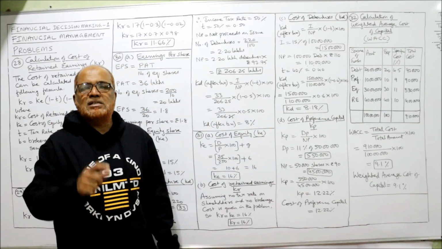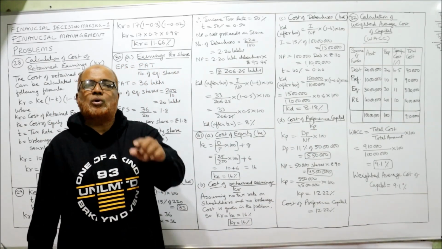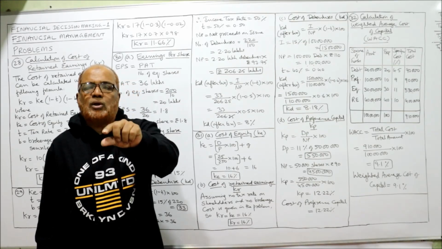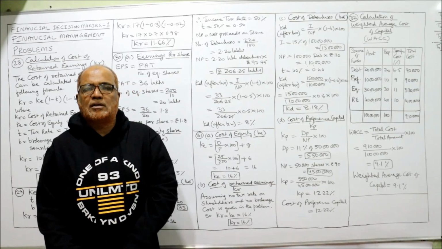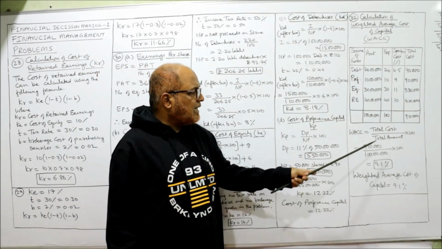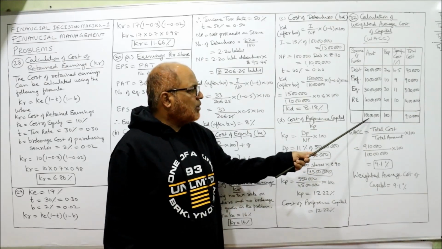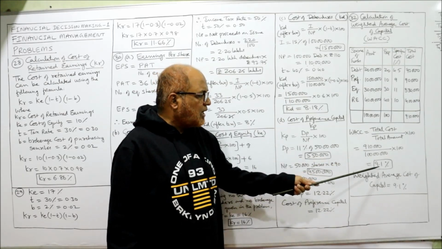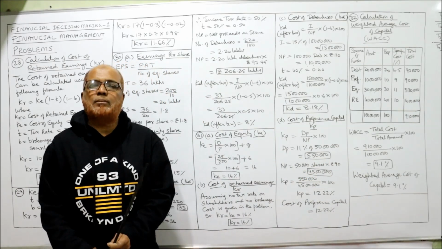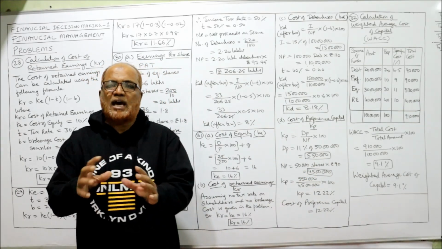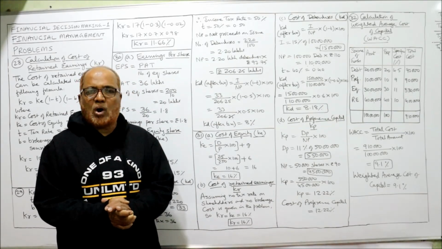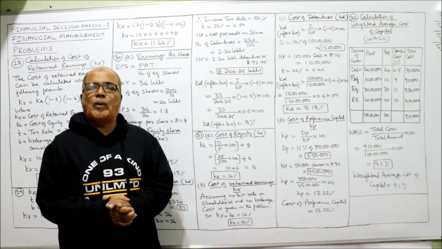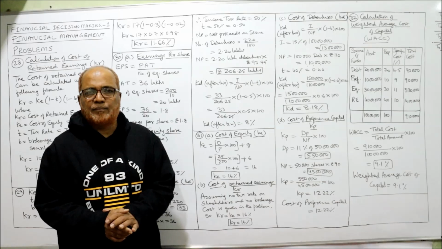The WACC, weighted average cost of capital, is equal to total cost divided by total amount into 100. So what is the total cost? 9 lakh 10,000. What is the total amount? 1 crore. So 9 lakh 10,000 divided by 1 crore into 100, you will get 9.1%. This 9.1% is called WACC, weighted average cost of capital.